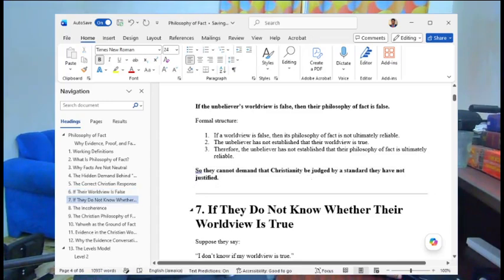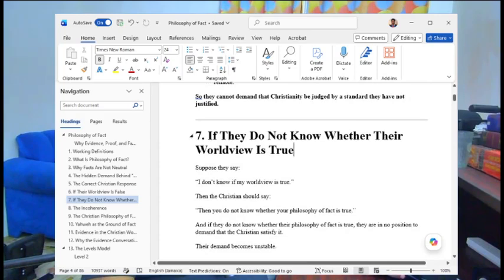And this is what normally happens, guys. They have not or cannot establish that their worldview is true, but they want to demand that you, the Christian, meet the criteria of an unjustified worldview. This is crazy, guys.